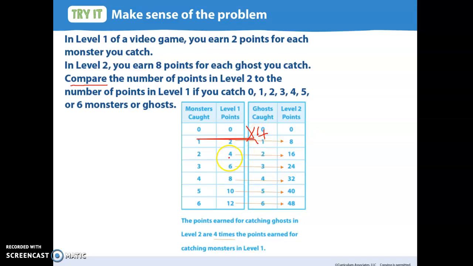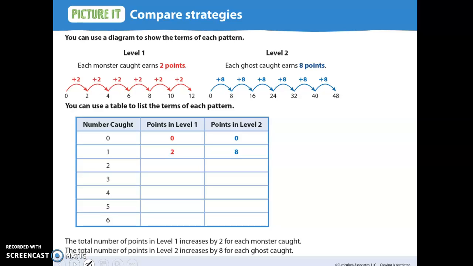And let's check it with the rest. 4 times 4 was 16. 6 times 4 is 24. So the points earned for catching ghosts in level 2 are 4 times the points earned for catching monsters in level 1. All right, so the next one is using a diagram to show the terms.